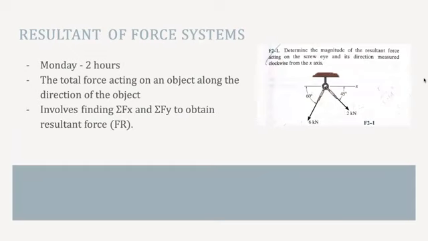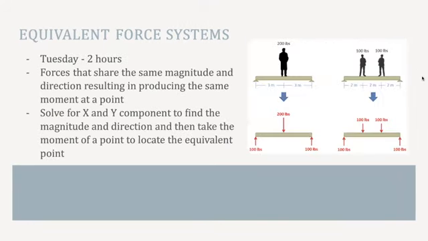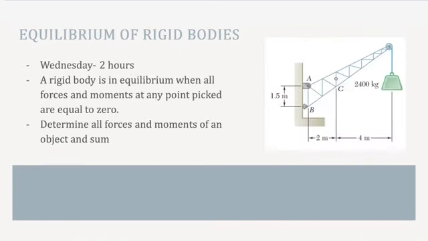So beginning with Monday for 2 hours, you'll study resultant of force systems. That's the total force acting on an object along the direction of the object. It involves finding the forces on the X and Y axis to obtain the resultant force. On Tuesday for 2 hours, it'd be the equivalent of force systems. Those are forces that share the same magnitude and direction, resulting in producing the same moment at a point. You solve for X and Y component to find the magnitude and direction, and then take the moment of a point to locate the equivalent point.